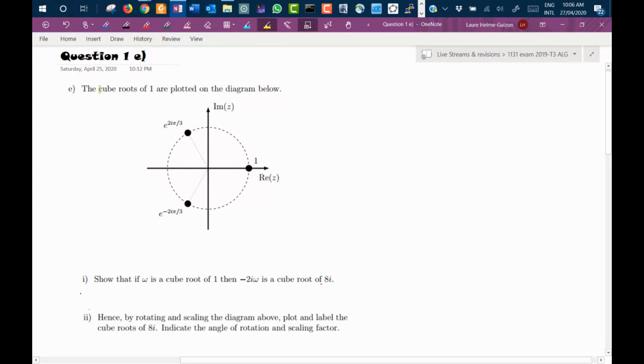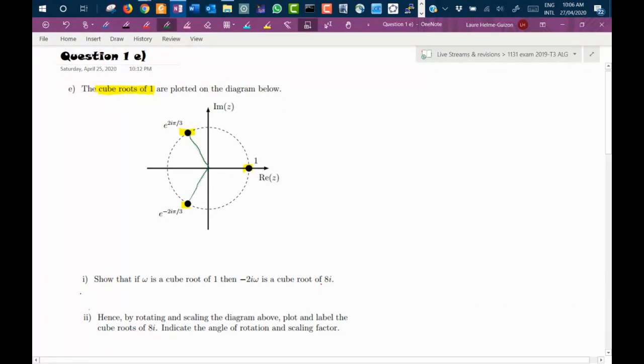Okay, so we're given a drawing, and we are told that these three dots here represent the cube roots of 1. So that means when we raise them to the power of 3, we get 1, and we totally believe that. 1 cubed is indeed equal to 1. We know some things about the cube roots of unity.